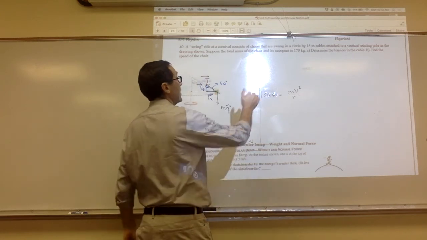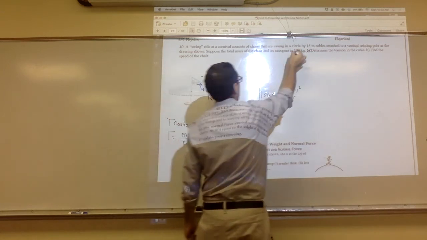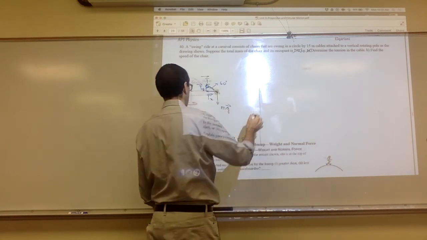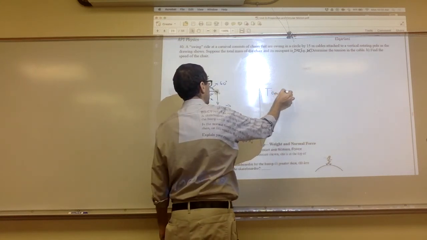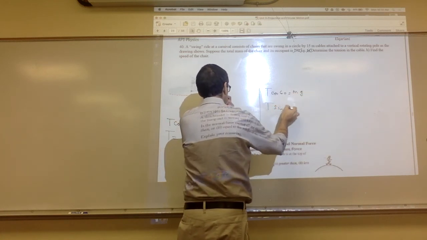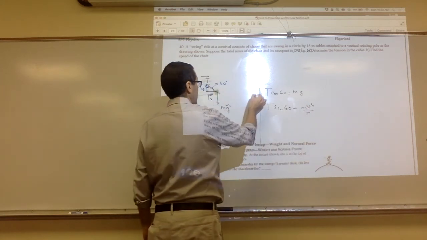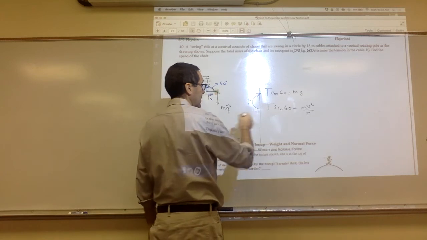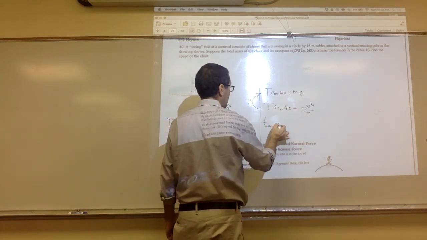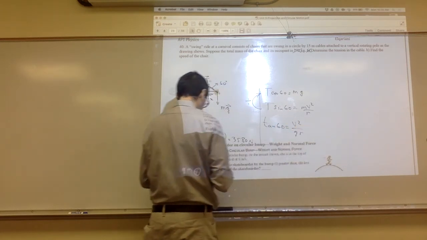Let's just say part A was not asked, and we just have to find the speed of the chair, and they don't tell us what the mass is. So this is what we have to write. We have to write two equations. We say T cosine 60 is mg, and T sine of 60 is mv squared over r. If you divide in this direction, I want to end up with a tangent. I can get rid of the T and the m at the same time. So I end up with tangent of 60 is v squared over gr, right?